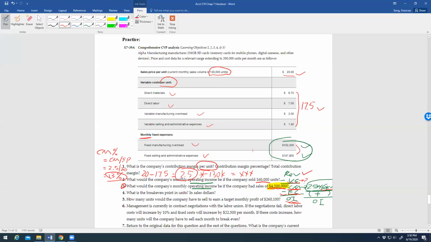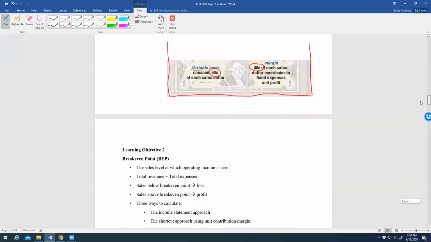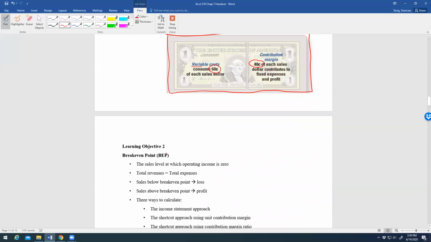Next one is asking about the break-even point, right? What's the meaning of break-even point? You said that we haven't learned that. That's what we are going to learn in this video. That's our learning objective 2. Last time I said very, very important. You definitely will have a question for break-even point.